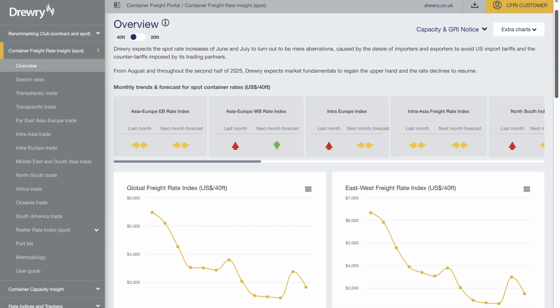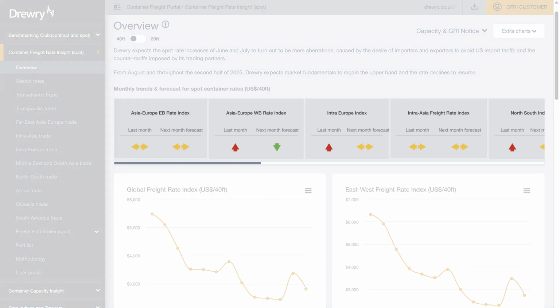Above the commentary, you can scroll through trend indicators for each of our global trade benchmarks, providing the general direction of rates for the last month, and forecast expectations for the next.